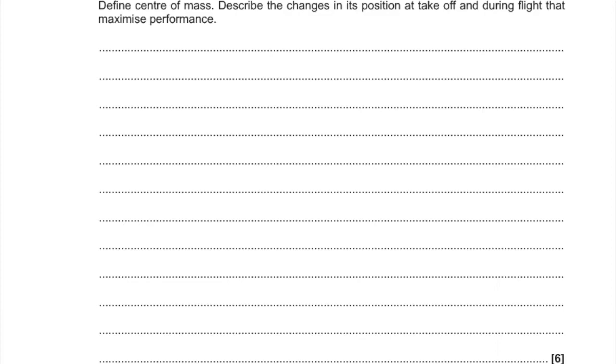Looking at centre of mass, the first thing we clearly have to do is define what the centre of mass is. So we get off to the mark with 1 mark there, and then describe the changes in the position of the centre of mass at takeoff and during flight that maximise performance. So we need to state in our answer what happens during takeoff and then apply how the centre of mass is affected there. And then the final part of our question, during flight, we need to explain how the Fosbury flop technique enables the high jumper to get over the bar. So it's really important we set out the answers in those ways.